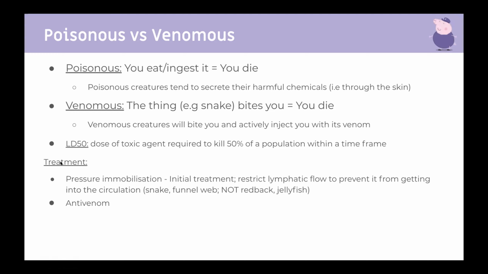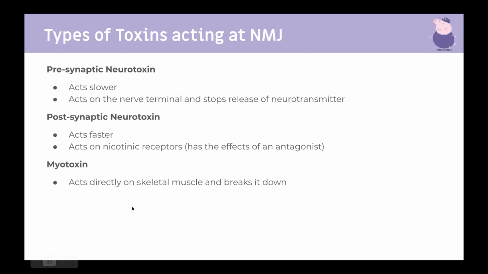With your treatment for example, snake bite or something like that, we use pressure immobilization. This is quite common sense. You use a splint, so that it prevents the blood flow and the lymphatic flow, so that the venom is restricted to the part where you got bitten, so that you don't have it circulating all around your body. And you can give an antivenom where possible.